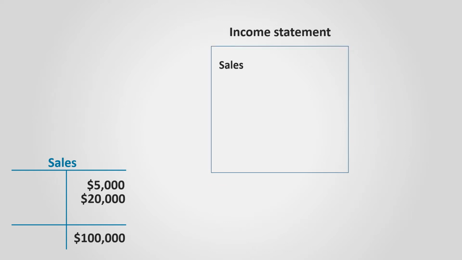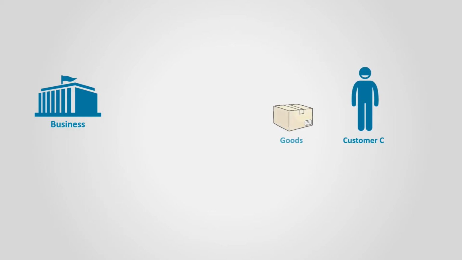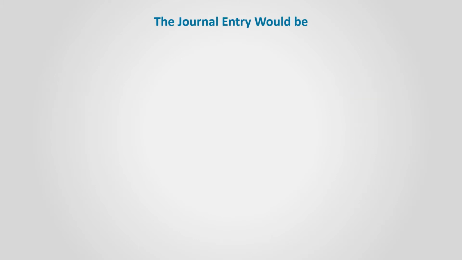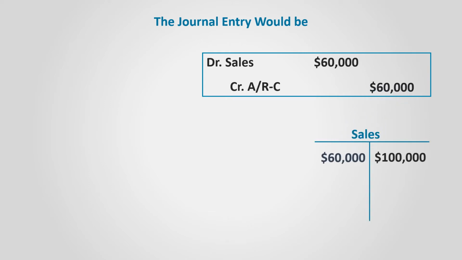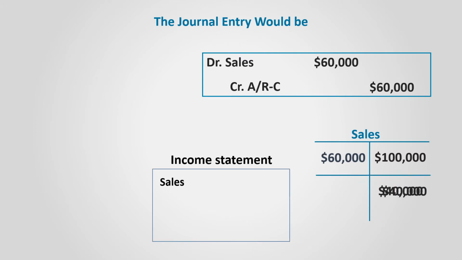If an income statement is prepared at this point in time, the statement will show a sales revenue of $100,000. Let's now assume that customer C returned $60,000 worth of goods as they are of bad quality. If the company debits the sales revenue account and credits the accounts receivable for $60,000, the balance of the sales revenue account will be $40,000. The income statement will show sales revenue of $40,000 as well.